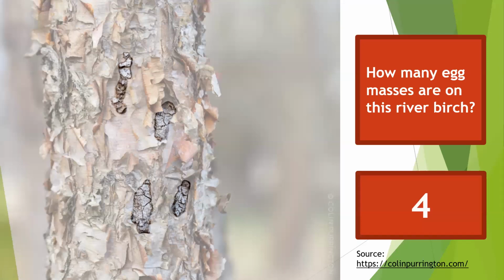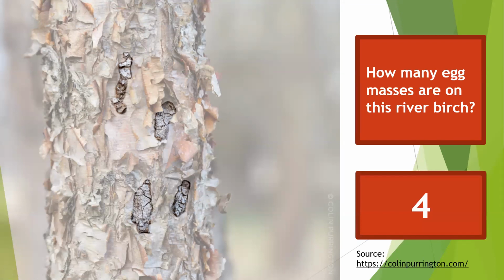All right. So luckily, Colin Purrington, who put this before and after picture together, did a really nice graphic where he identified the egg masses so that you can see them. These are weathered egg masses, and it's a river birch.